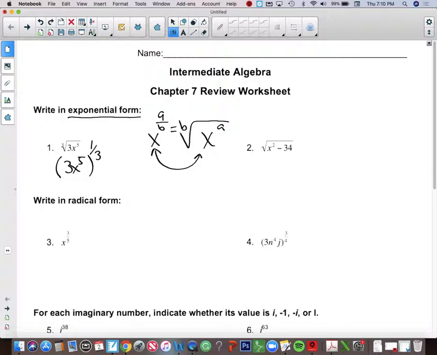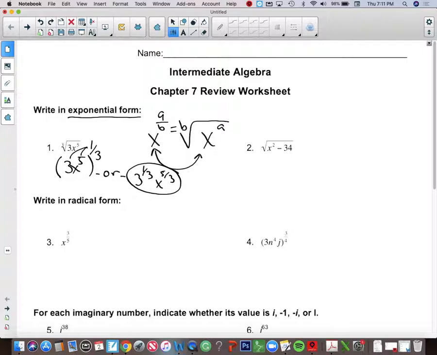If we wanted to split it up a little bit more, then we could do it like this, where we give that 1/3 power to both of those. So it'll be 3 to the 1/3, x to the 5/3. And then that would be our expanded exponential form, I suppose.